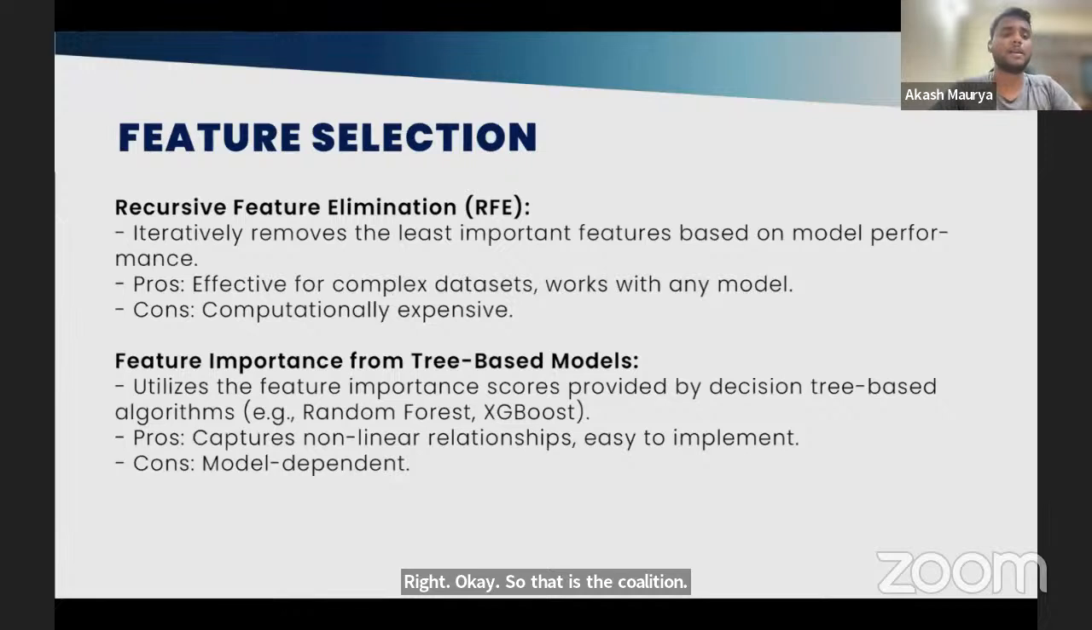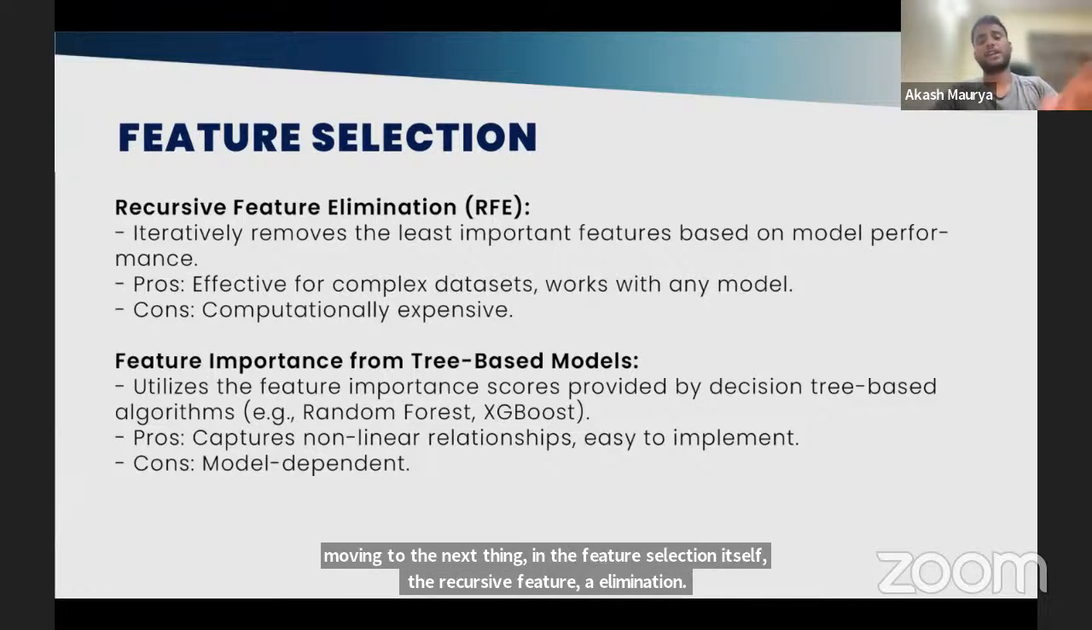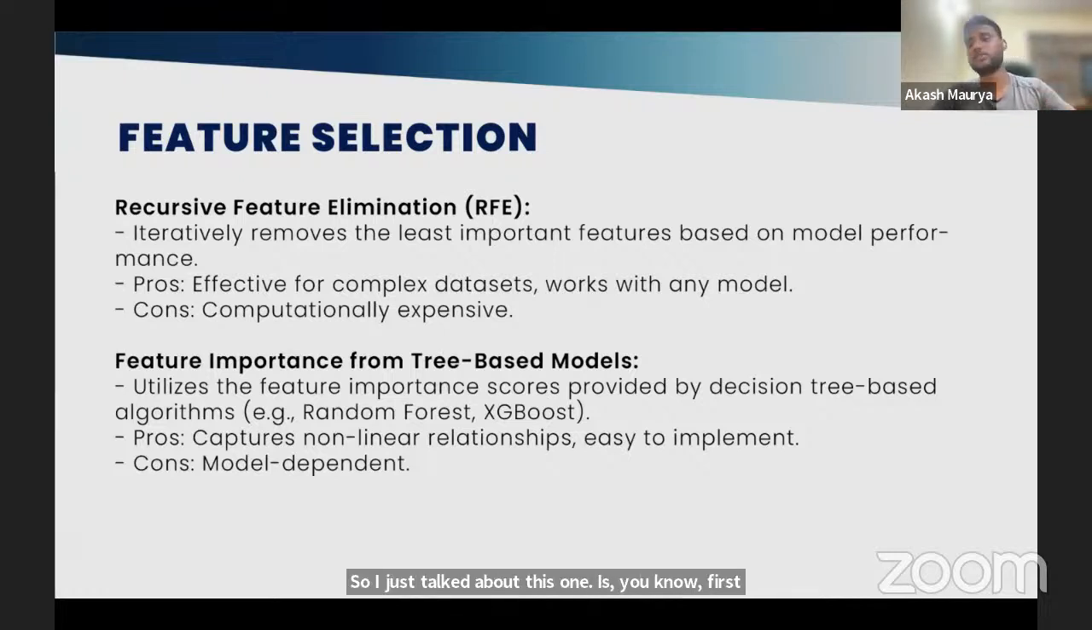Now moving to the next thing in feature selection itself: recursive feature elimination. There are two ways for feature selection. The first one is feature selection from the top down, and the second one is feature removal from the bottom up. So we can start removing the irrelevant features one by one. This is good when we have a very complex data set, and it will work with any model.